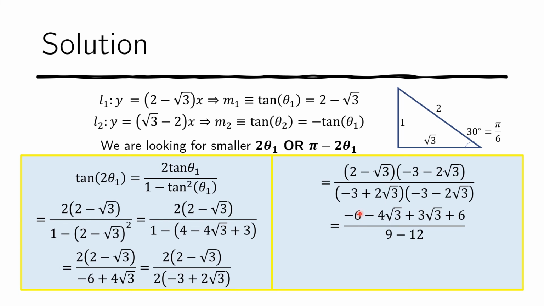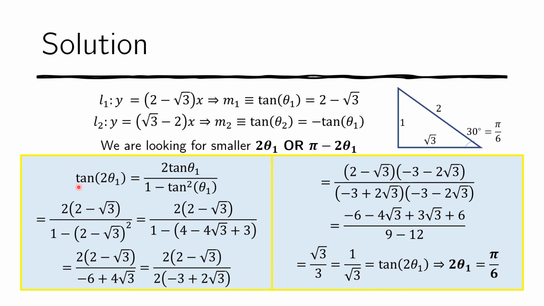And now we can see that the negative 6 here cancels with the 6 here, and the negative 4 square root of 3 plus 3 square root of 3 becomes just negative square root of 3. And this 9 minus 12 becomes just minus 3. And so we get this as a simplified answer, which we can also write as 1 over square root of 3. And we notice, and this is actually what we're looking for.